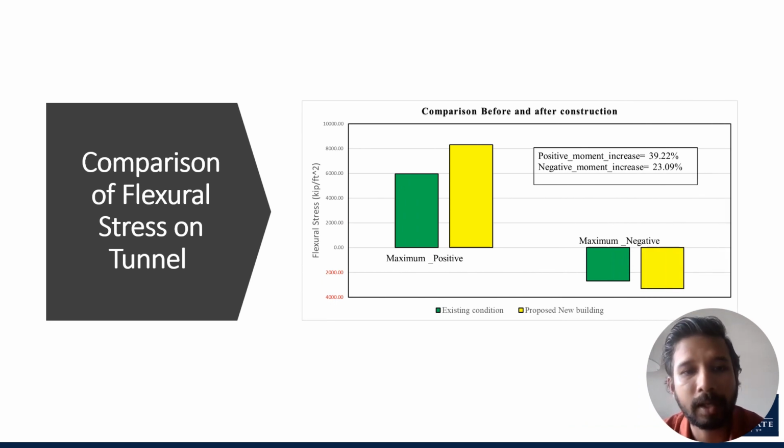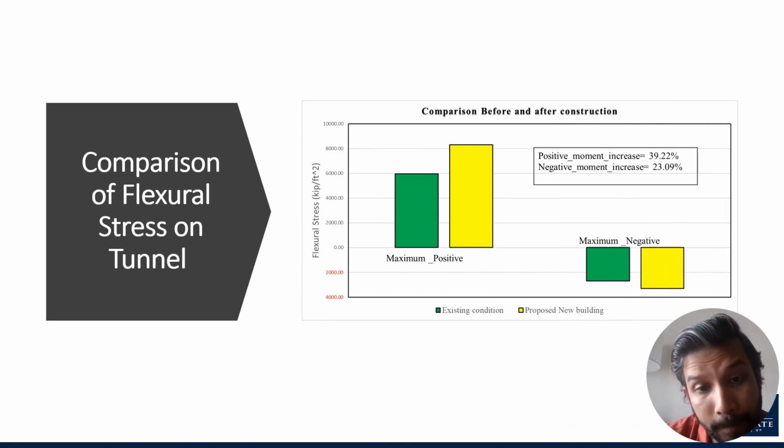And also, it's a comparison of flexural stress. For calculating flexural stress we use the formula Mc divided by I, where M is the bending moment and we take the moment of inertia for a per foot strip of our tunnel concrete. So from that equation, we can see changes in percentage.